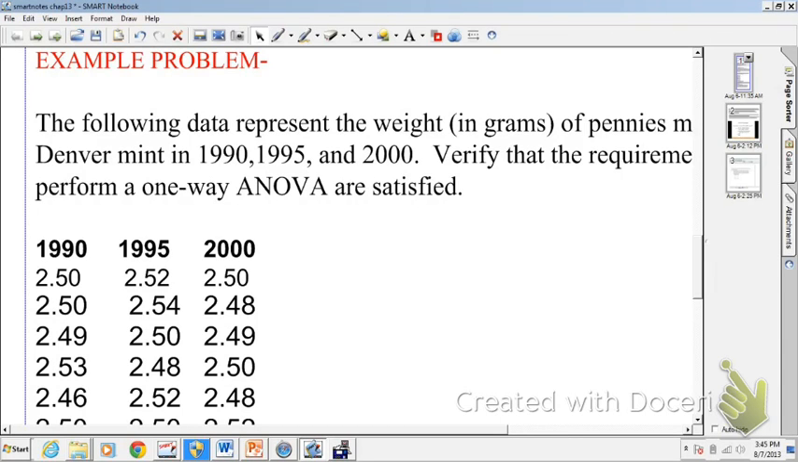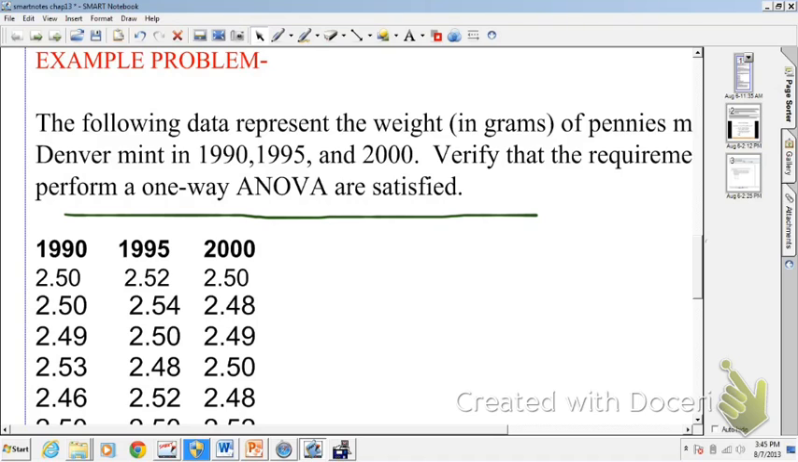Okay, so in the previous podcast, we ran a one-way ANOVA test on this very same data set using Excel, but I did not show you how to use the graphing calculator, so I did want to revisit this problem. The following data represent the weights in grams of pennies minted at the Denver Mint in these various years, 1990, 1995, and 2000. And in the previous podcast, we verified that the requirements to perform a one-way ANOVA are satisfied.